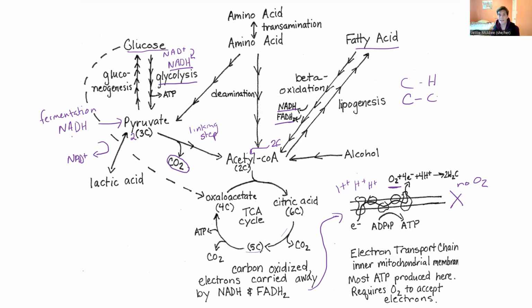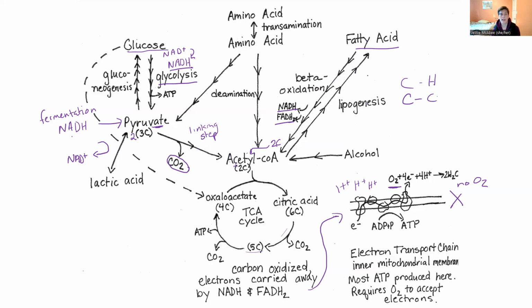But the reverse is not necessarily true. You cannot convert fatty acids into glucose, because you'll notice that glucose is made from pyruvate, not from acetyl-CoA. There aren't enough carbons here to make glucose from. That's how those two macromolecules, where we get most of our energy, are metabolized.